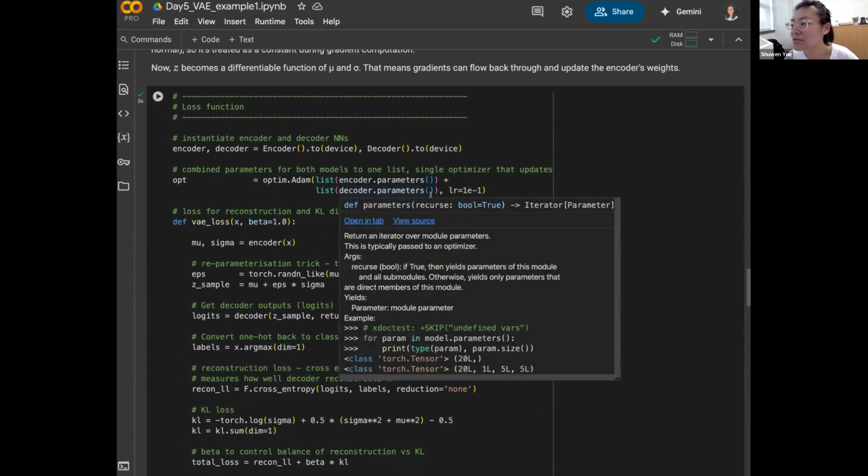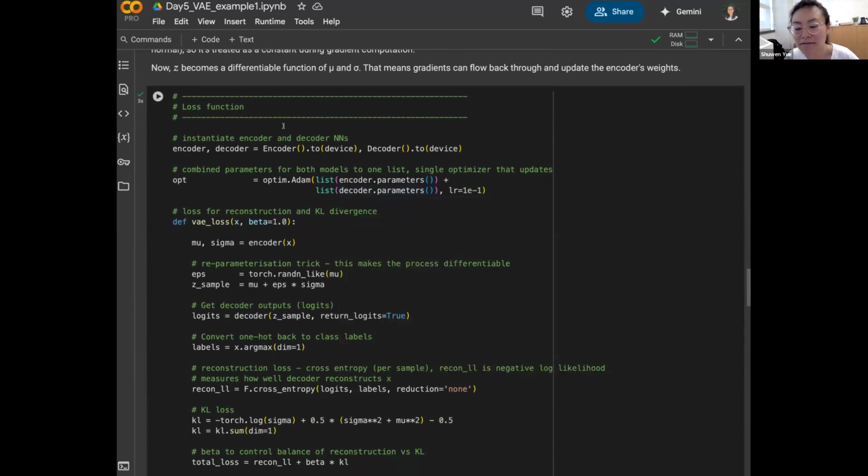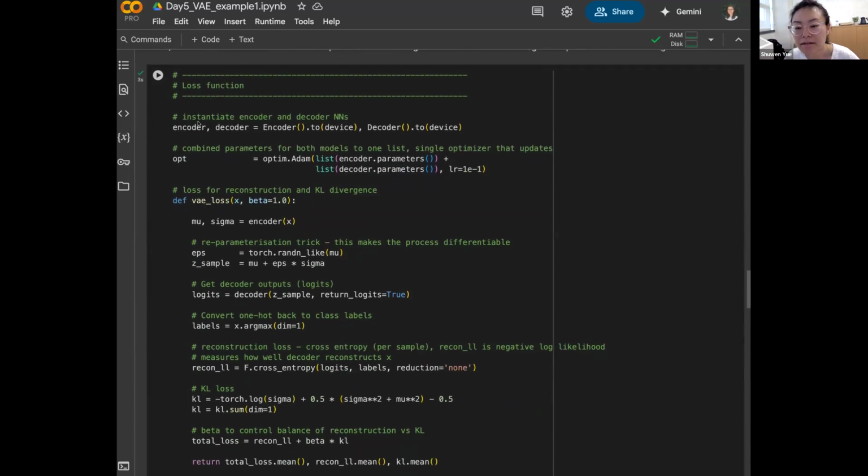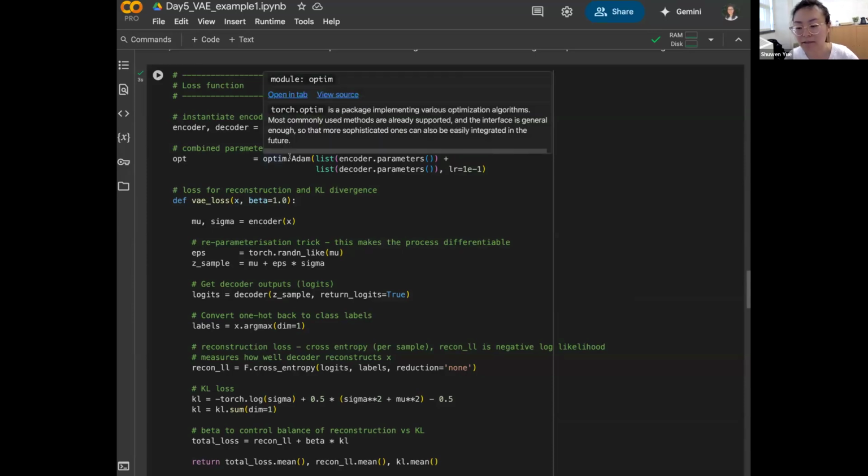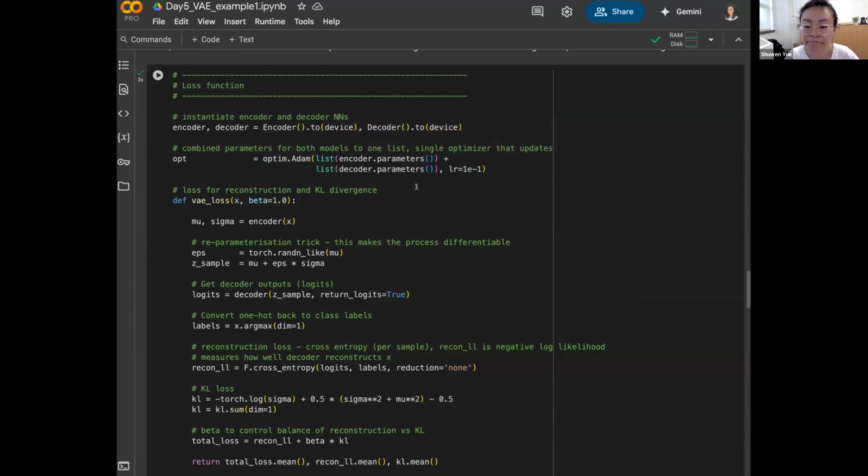All right, so now let's get into this loss function. Here we are simply defining our encoder and decoder, the functions we defined earlier up top. And then we're going to set an optimizer. Here we combine both the encoder and decoder parameters and optimize them all together. Just as mentioned, we're not optimizing two separate networks. They're end-to-end connected and optimized all together, just using the standard Adam optimizer.